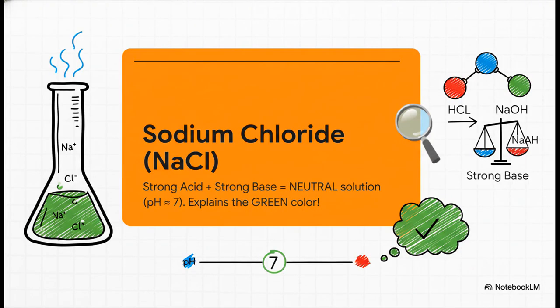Let's look at our first test tube. It had sodium chloride, yep, just regular table salt. So where does it come from? It's formed from a strong acid, HCl, and a strong base, NaOH. It's like a perfect matchup between two heavyweights. They completely cancel each other out. The salt that's left over doesn't mess with the water's pH at all. So the solution is neutral, pH 7. And what's the color for neutral? Green. Case number 1, solved.